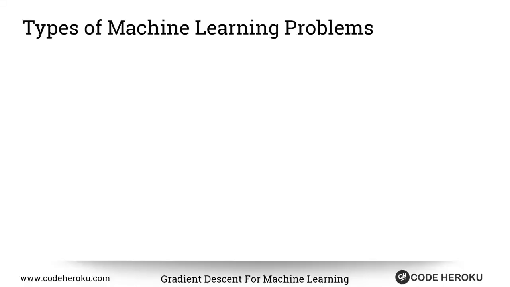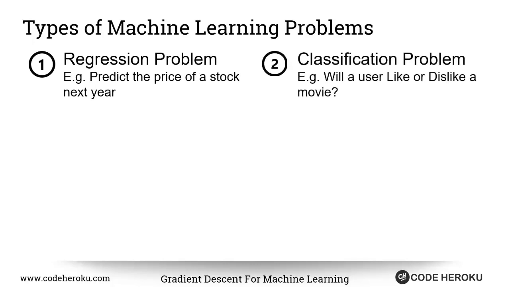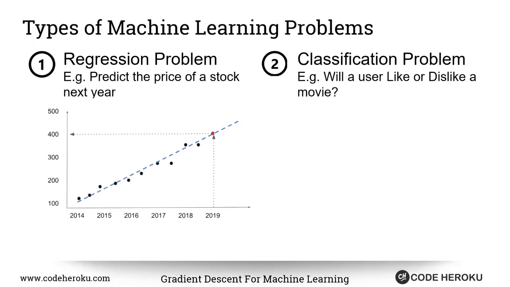There are two types of machine learning problems that we speak about over here. The first one was the regression problems, and the other one was classification problems. An example of a regression problem could be predicting the price of a stock next year, right? So we are trying to come up with predictions based on the past data. And over here, I'm showing you an example of a linear regression model, which is trying to fit a line through all these points, right?